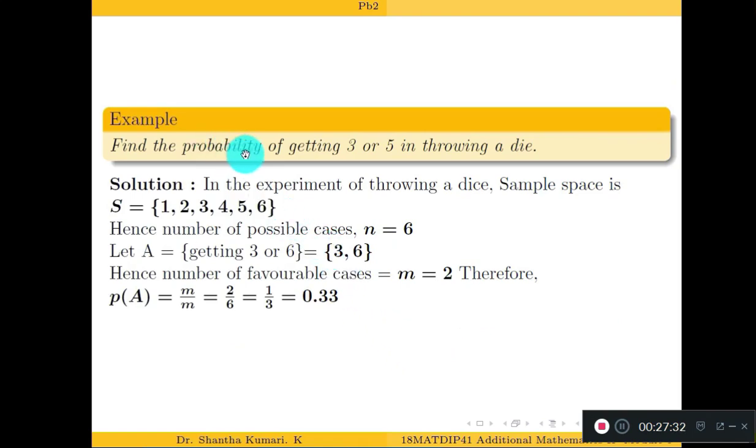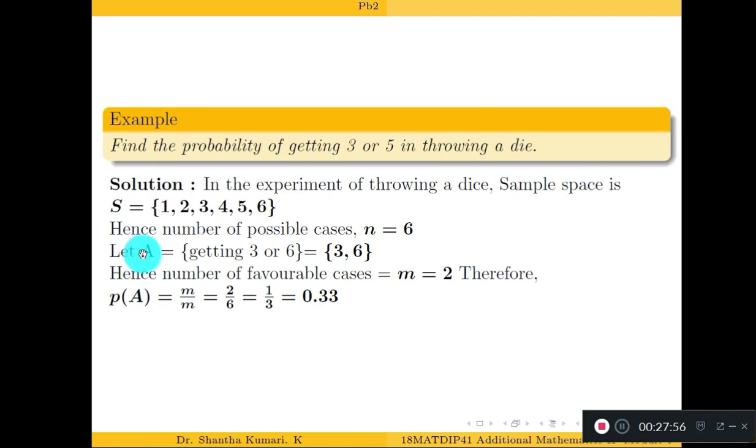Next question. Find the probability of getting 3 or 5 in throwing a die. Once again, a similar question. First list all the possible outcomes, the elements of the sample space. So totally how many cases are there? N equal to 6. This is the denominator of the probability. Now try to find the numerator.